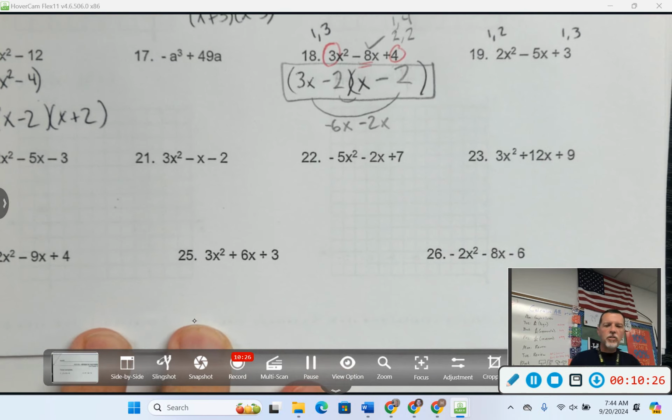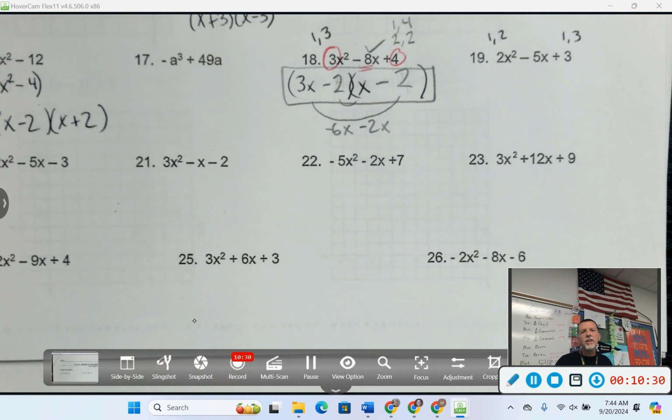Oh, 19 should be very similar, but maybe a little easier because there's only one option for the first term and one option for the last term. So it's just a matter of getting the signs in the right spot, and I guess, who pairs with who.